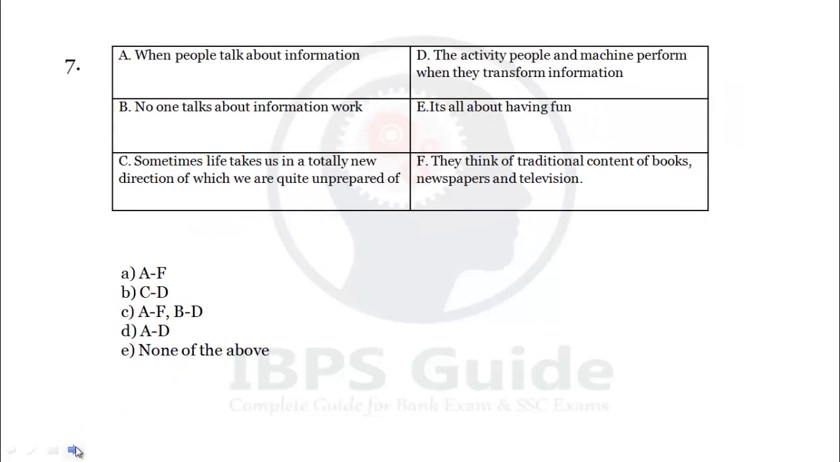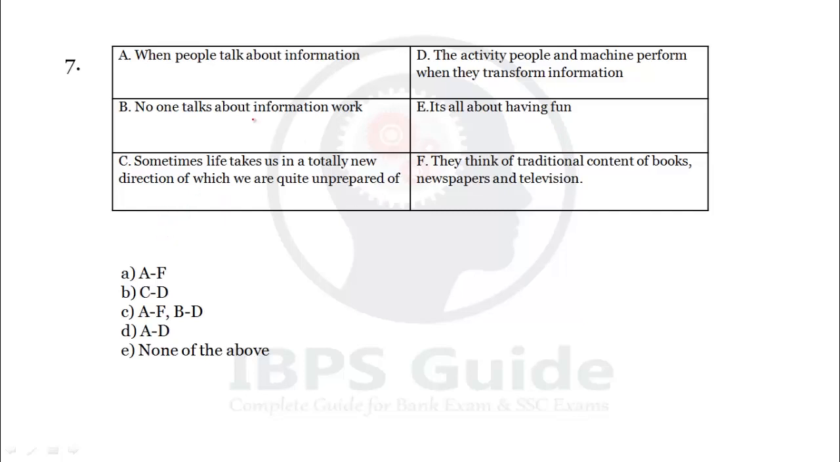Question number 7. When people talk about information, first option. Second sentence, no one talks about information work. Third sentence, sometimes life takes us in totally new directions of which we are quite unprepared. D sentence, the activity people and machine perform when they transform information. E option, it's all about having fun. And F option, they think the traditional content of books, newspaper and television. First option we get A and F.